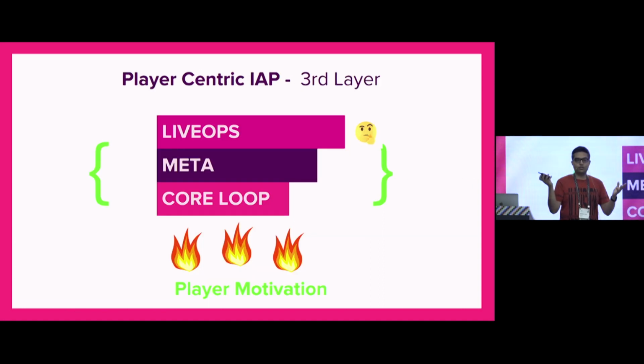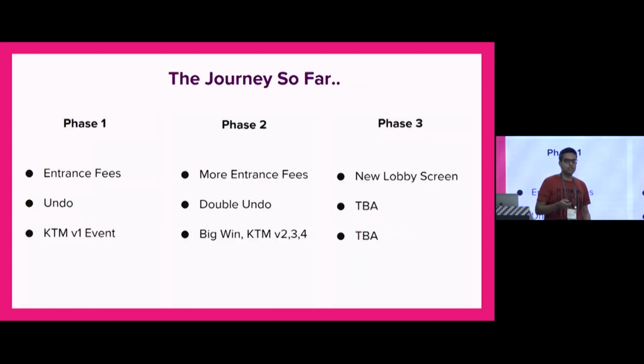There is no third layer of live ops because we're still on the core loop. So, just to summarize what we've talked about so far, in phase 1, phase 2, phase 3: for the core loop, we have first initial entrance fees, very basic, and then we just added more entrance fees on top of that. And now we're trying to create a new lobby screen to reduce clicks and show them more entrance fee modes all at once.